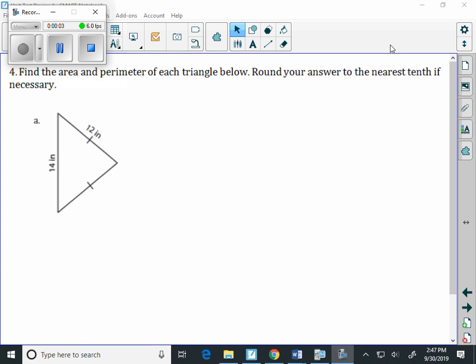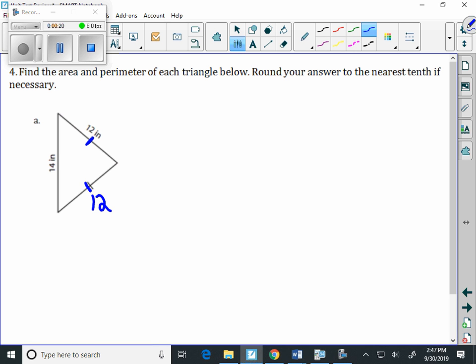Find the area and the perimeter of each triangle below. Round your answer to the nearest tenth if necessary. And the thing to notice about this particular problem is that we have an isosceles triangle. We've got a mark here, and we have a mark there. But what we know is that this length is 12, first of all.